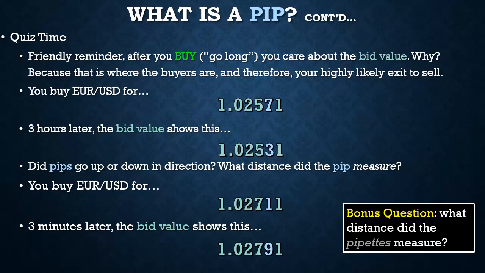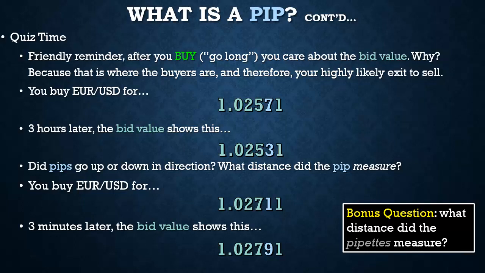Again, after you buy, you care about the bid value. Why is that the case? Well, hopefully you're saying, after I buy, what I want to do at some point is sell. So in order to sell, what do I need? Well, I need buyers myself, because if I want to unload the trade, if I want to exit the trade, then I need people to buy from me.